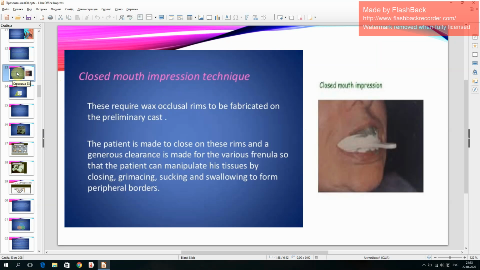Closed mouth impression technique. This requires wax occlusal rims to be fabricated on the preliminary cast. The patient is made to close on these rims and a generous clearance is made for the various frenula so that the patient can manipulate his tissues by closing, grimacing, sucking, and swallowing to form peripheral borders.